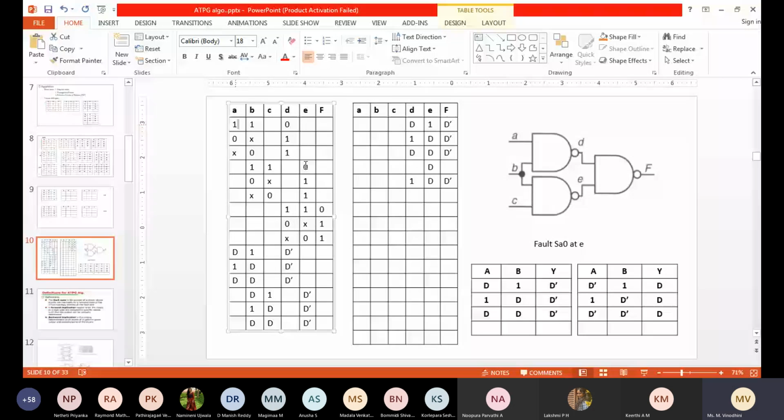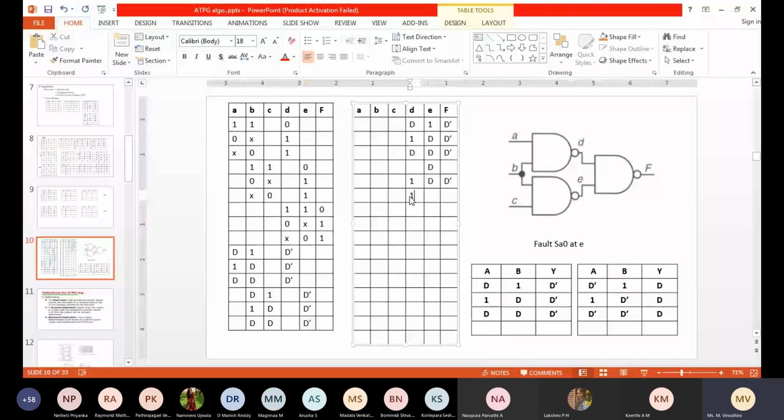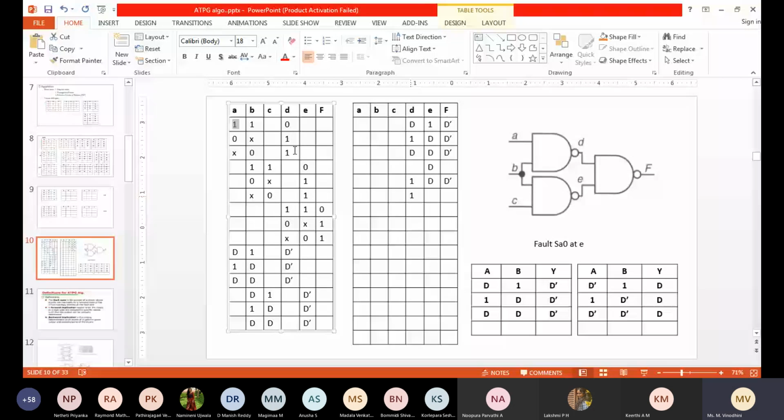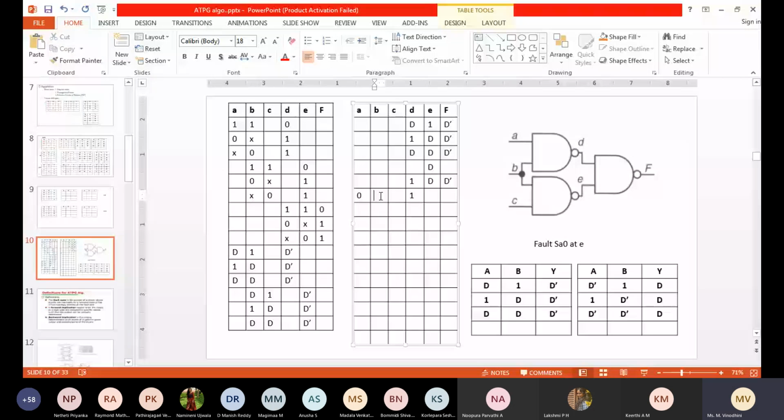So first D. Can I get D as 1? Go and check the D output. This is the table related to D as an output. Yes, I can get D as 1 with two combinations. If I put either 0x or x0, I can get it. So let me enter any one. I'm considering 0x now, and I will get 1. So 1 is possible.